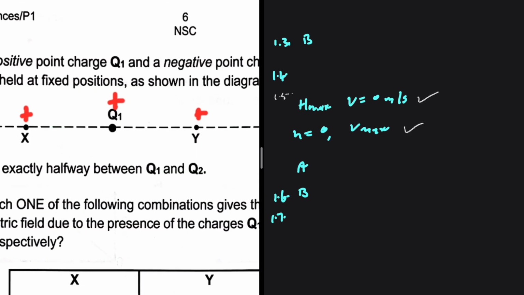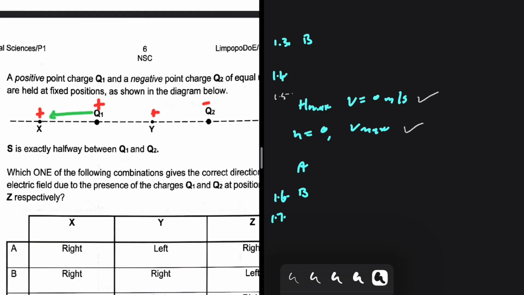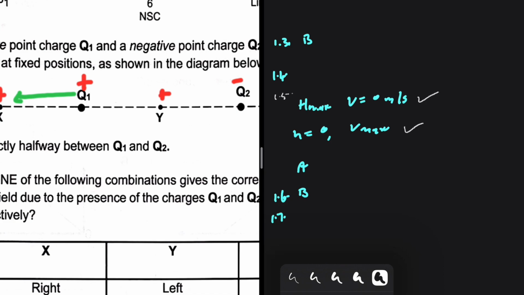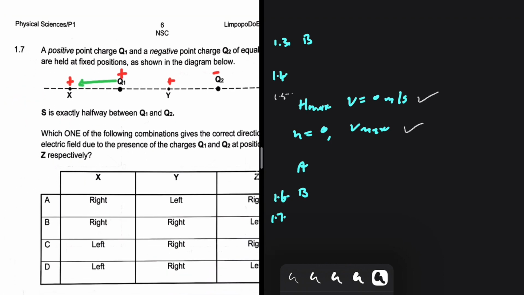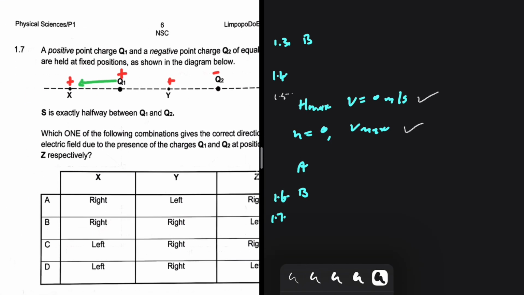So when we have a point charge, we can always assume that it is positive. Let's put that there and do some analysis. First, let's look at X. There's a repulsion between X and Q1, so the electric field is pointing to the left. Between Q2 and X, there is attraction. But look at how far Q2 is. The electric field is inversely proportional to the distance between the charge and the point of interest. So Q1 is going to win this battle. At point X, the net electric field is going to be pointing to the left. So we are only looking at option C and option D.